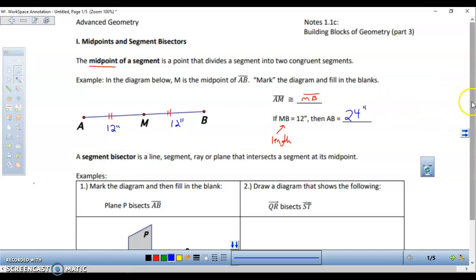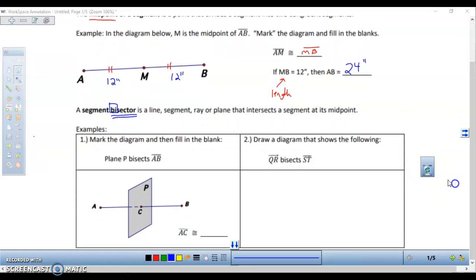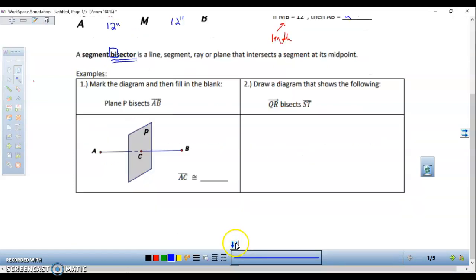A segment bisector is any line, segment, ray, or plane that intersects a segment at its midpoint. Again, if you break this word up, it makes a lot of sense. Bisector. You know, that word sounds a lot like dissect in science. Dissect means to cut, but it's not dissect, it's bisect, and bi is two. So bisect means to cut something into two congruent parts. So a segment bisector can be a line, a segment, a ray, or a plane that cuts through a segment at its midpoint, essentially cutting it in half or into two congruent parts.